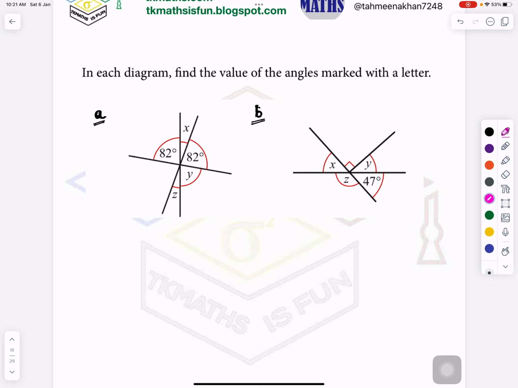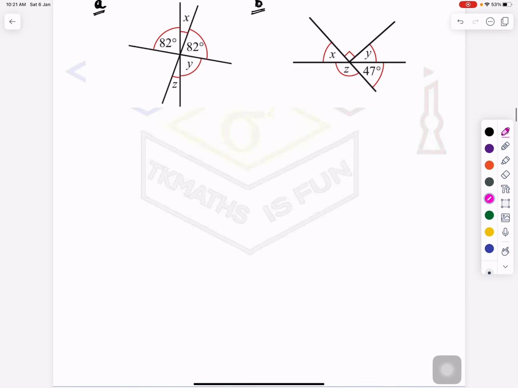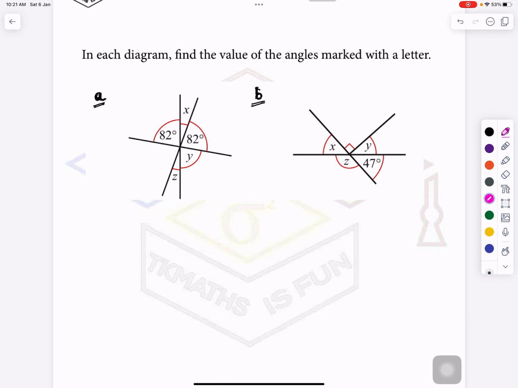Okay, let's do 2 more questions and then we will end this video. Now at times a question looks difficult, but you have to focus slowly, one aspect at a time. So if I look at this line, this one, this is a straight line. It means all the angles should be equal to 180. So I can do x plus 82 plus 82 equals 180, right?